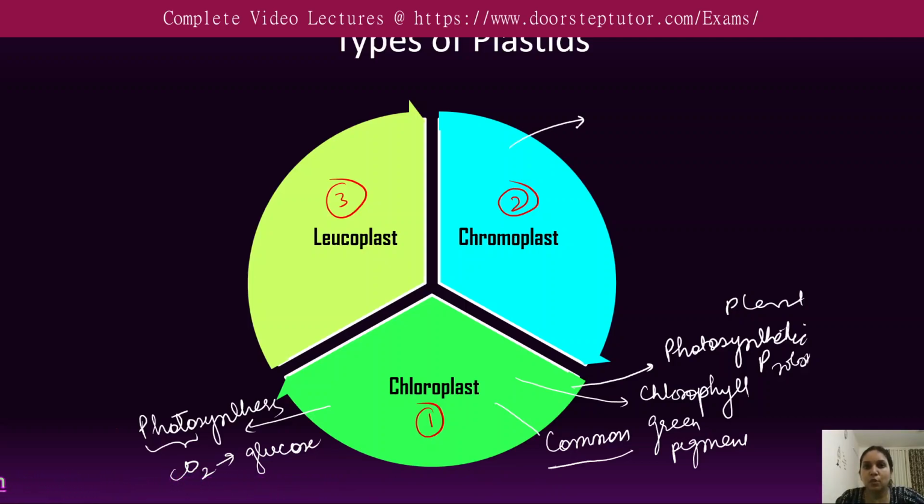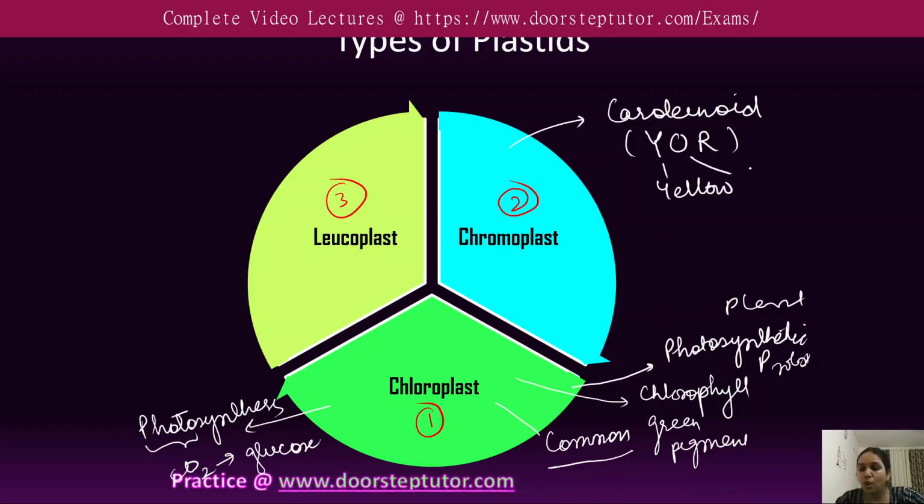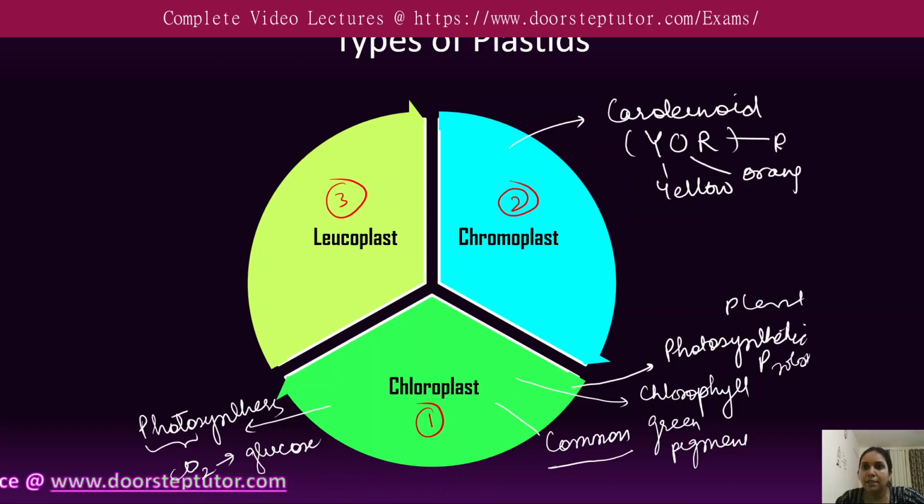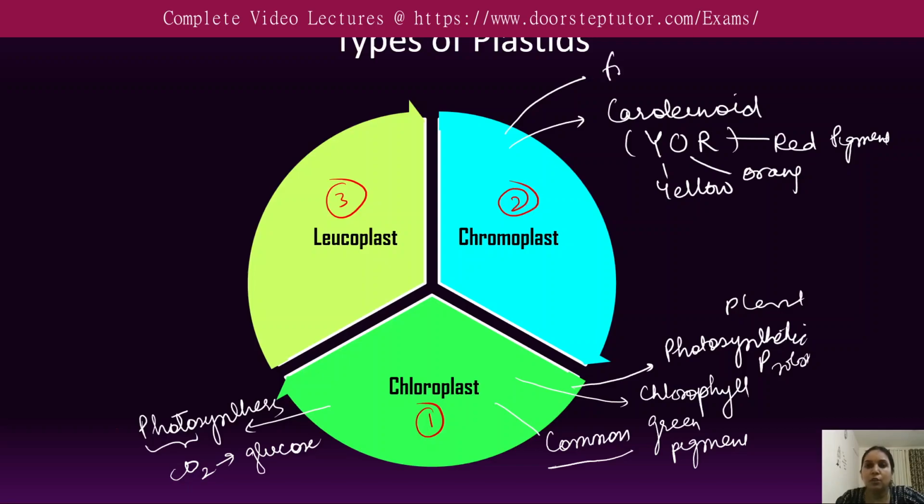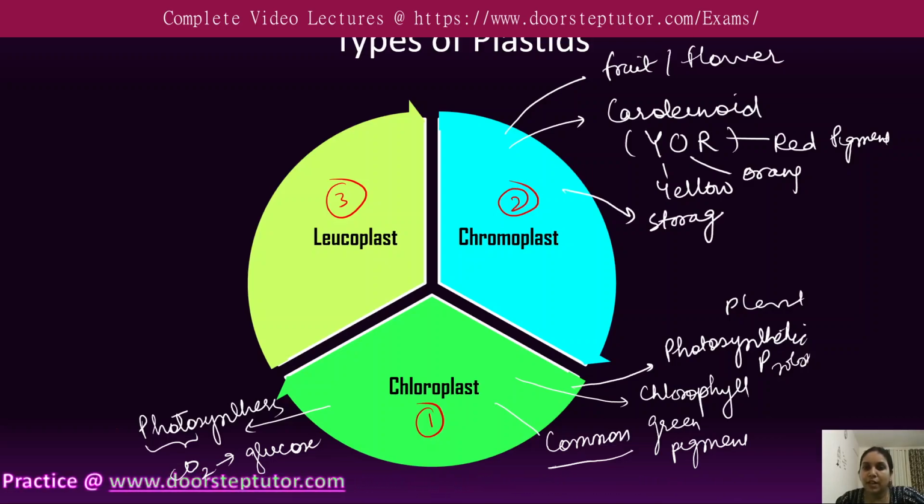The second one is the chromoplast. It consists of the pigment known as carotenoid, composed of YOR, meaning yellow, orange, and red color pigments. They are responsible for giving these colors to different fruits and flowers. So the chromoplast is responsible for the storage and synthesis of these pigments.